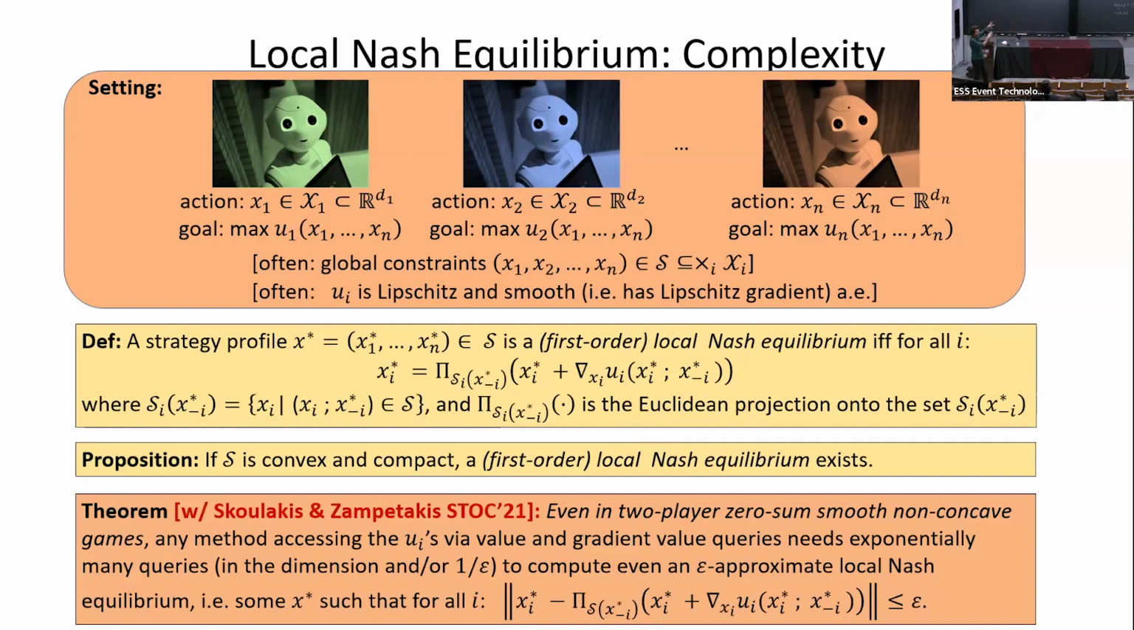You need to query the utilities exponentially many times to identify such a thing. So if the only access you have to your utilities is with gradient and value queries, you cannot get there. It's not a bug of gradient descent, in other words. Any first order method will take exponential time to get there.